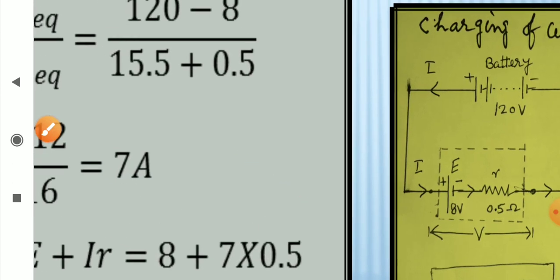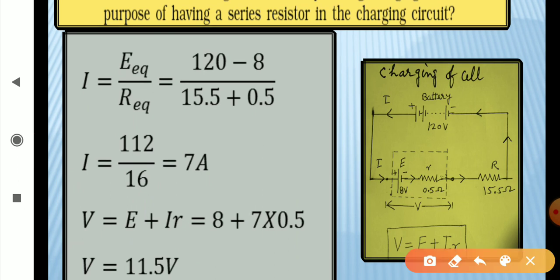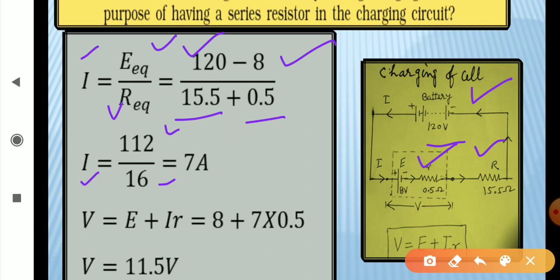So let's see. The first thing is to find out the current drawn from the battery. So this I is equal to E equivalent upon R equivalent. In the circuit, E equivalent is the 120 volt battery minus the 8 volt small battery. They are connected in opposite direction. Now total resistance is 15.5 ohm plus 0.5 ohm because they are connected in series, as you can see. So you get I is equal to 112 upon 16, that is 7 ampere. So the current in the circuit is 7 ampere.